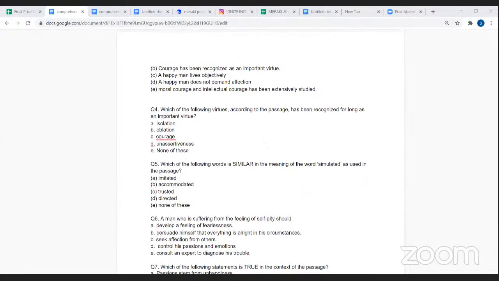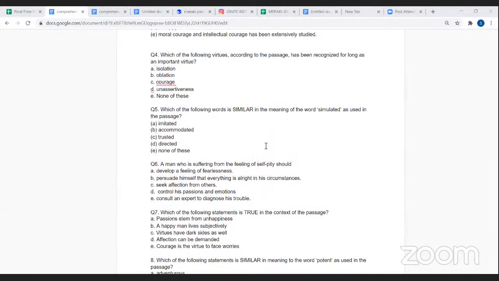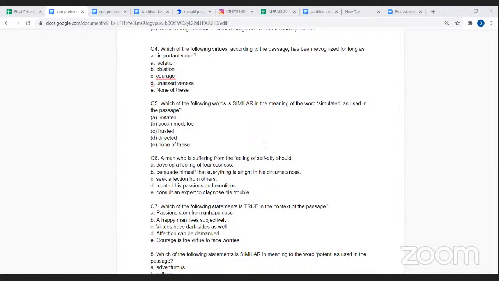Fourth question. Which of the following virtues, according to the passage, has been recognized for long as an important virtue? C. Courage, which is option C. Which of the following words is similar in the meaning of the word simulated as used in the passage? Option A, imitated.